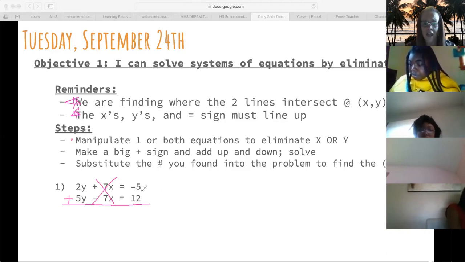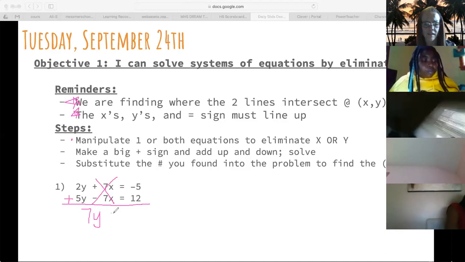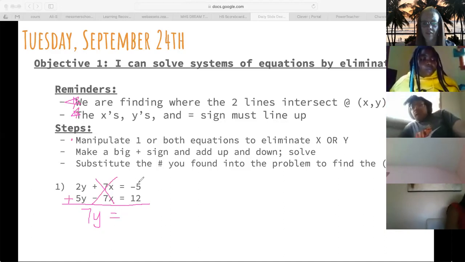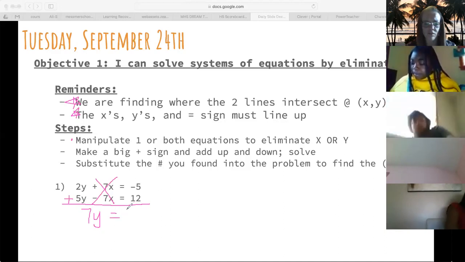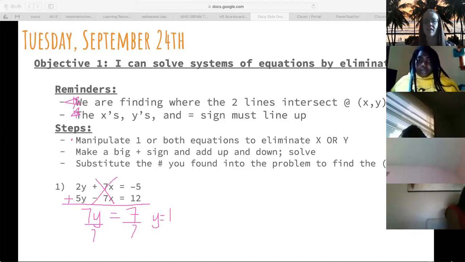And now you're just going to add up and down. So 2y and 5y gives you a 7y. Those went away. And then drop your equal sign down. And then negative 5 plus 12 gives you a 7. And then you solve for y, so divide by 7. And then y equals 1. Okay, so this is like the easiest. So we're going to do an easy, medium, and then a more difficult elimination problem.